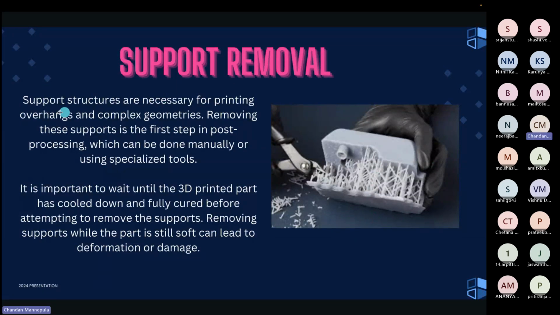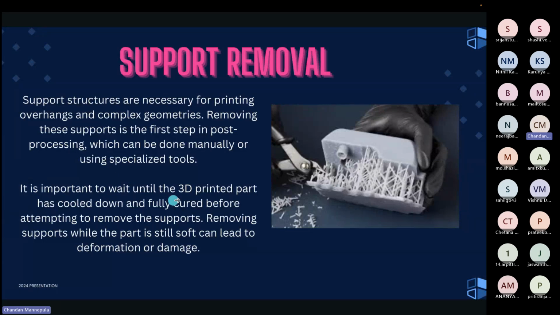The support structures are necessary for printing overhangs and complex geometries. Removing the supports is the first step in post processing, which can be done manually or by using specialized tools. It can be done manually when the support structures are hanging outside of the complex 3D object. When the supports are inside the model, in between, it will be hard to remove them manually. Then we need to use specialized tools.